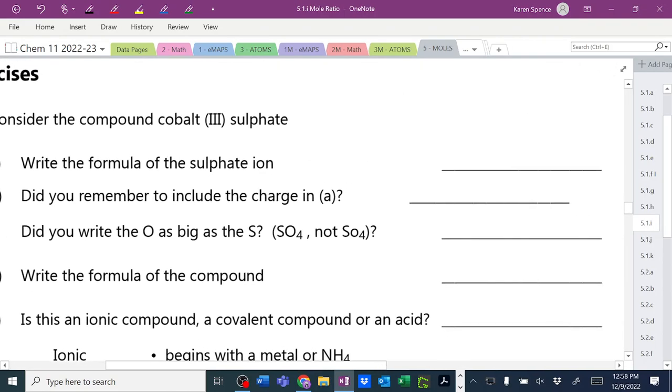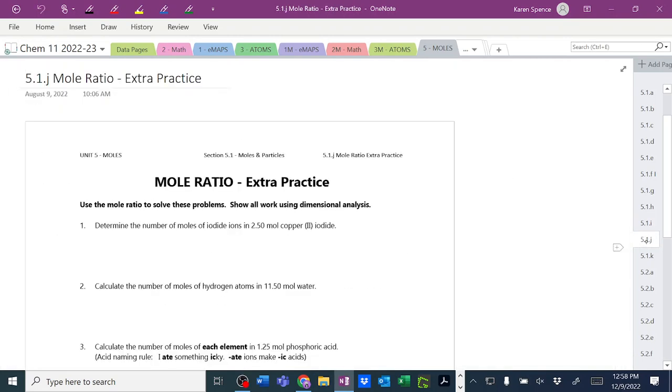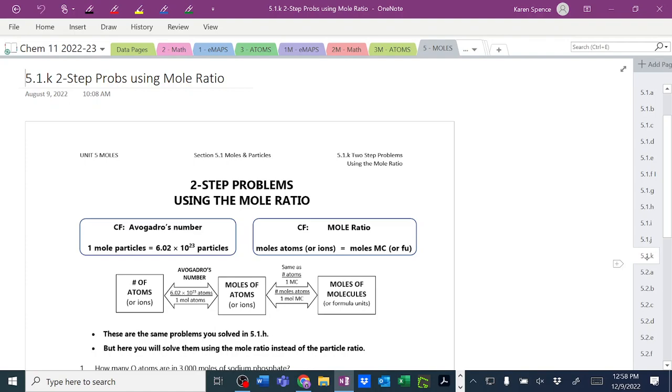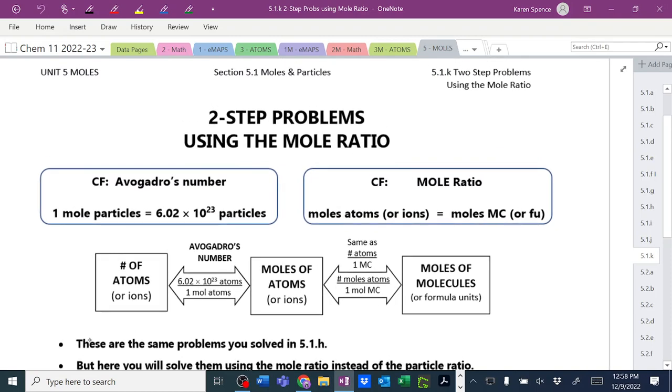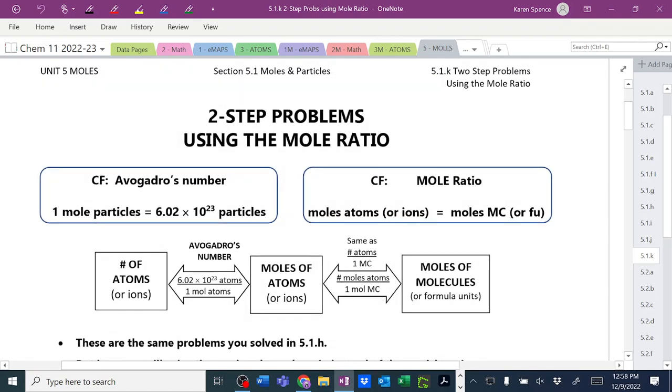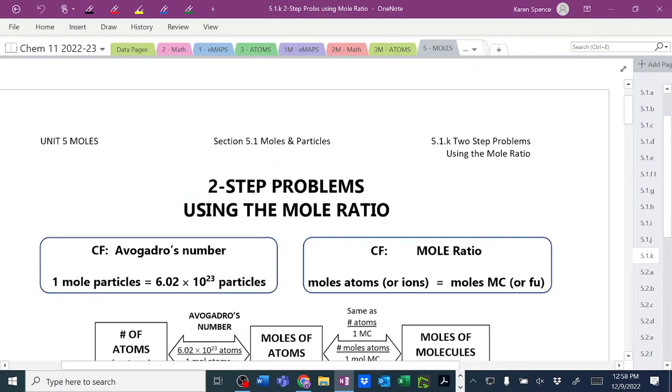There are some exercises here. I'm going to let you do them in just a little bit. But before we do that, I'm going to take us through doing a two-step problem using the mole ratio. This is on page 31.